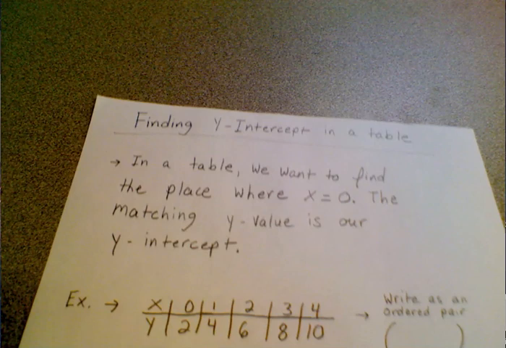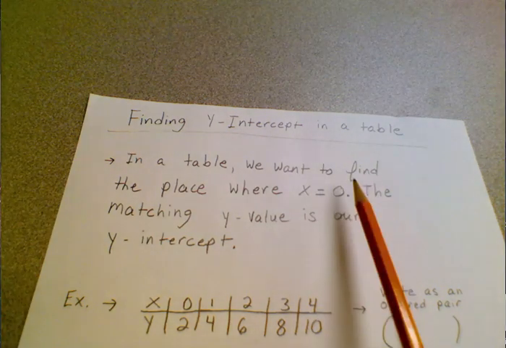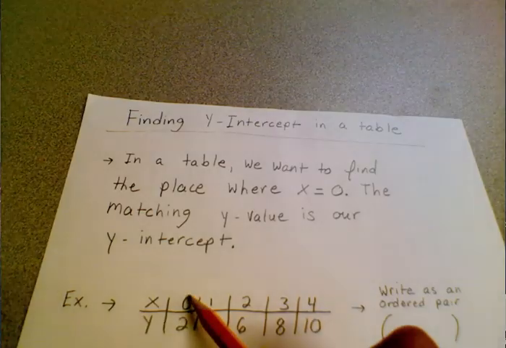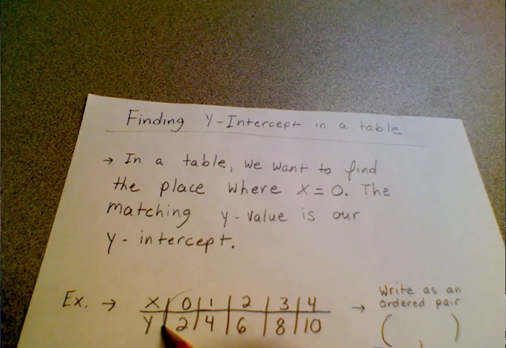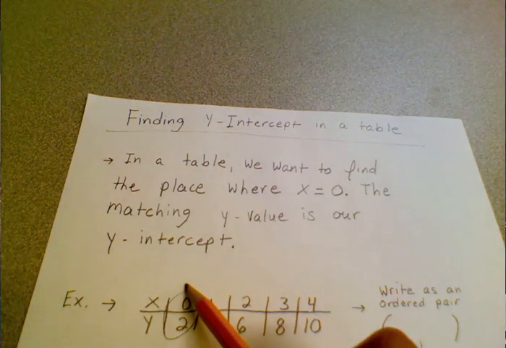Look at our first example here. We have a table, and again, our table may be written across, it may be written up and down, but that's not going to change what we're looking for here with the y-intercept. Again, if I look back at my definition here, we want to find the place where x is 0. Well, I see right here that our ordered pair when x is 0 is the pair 0, 2. Well, this just happens to be our y-intercept.